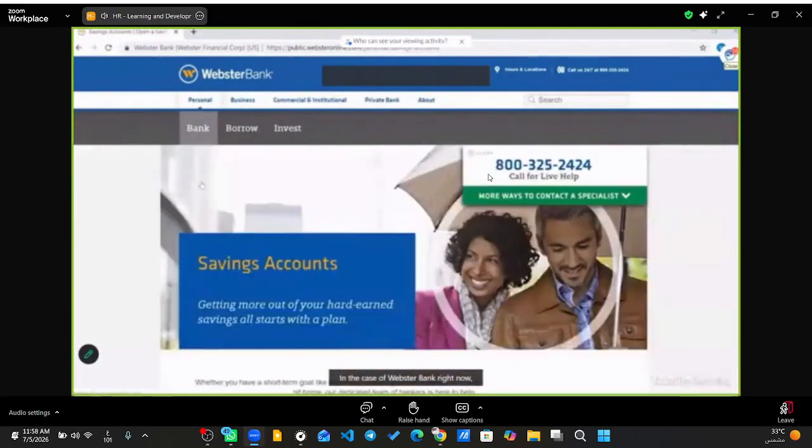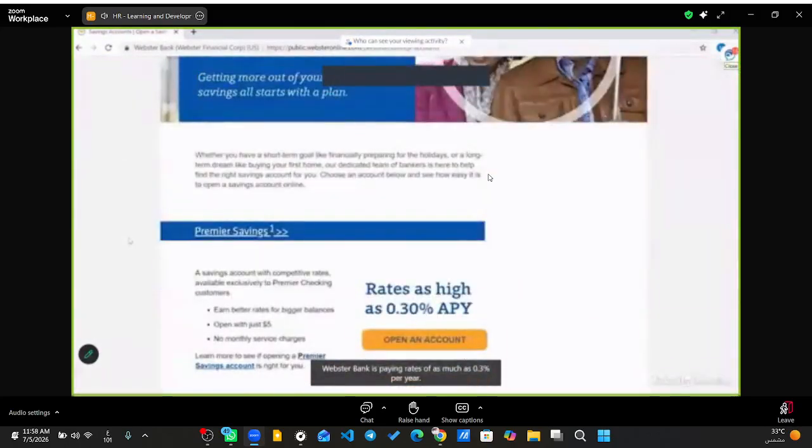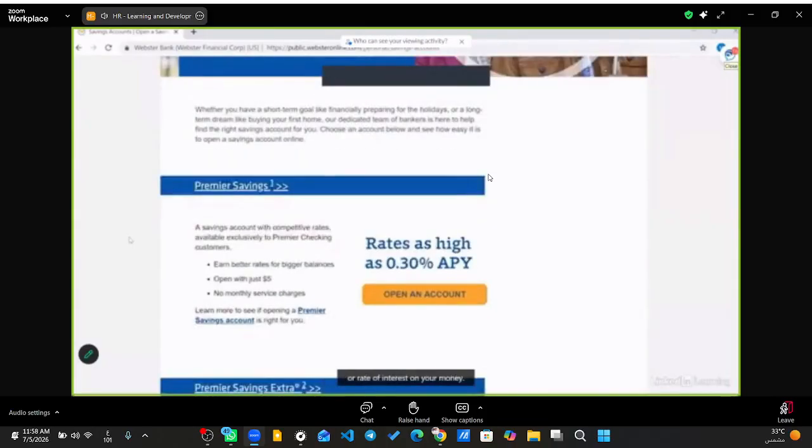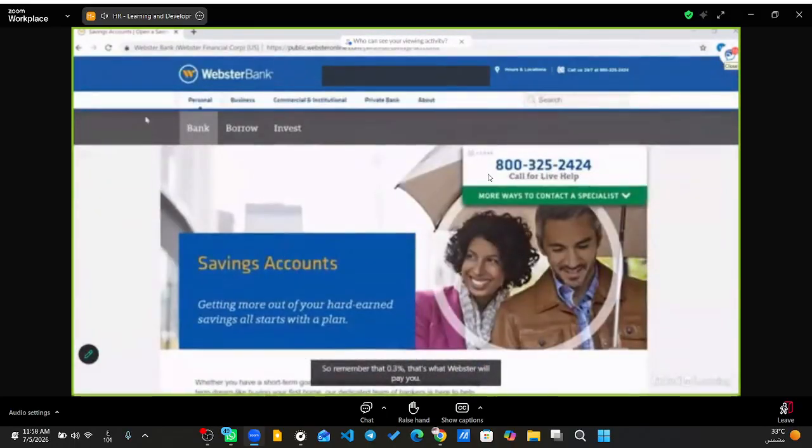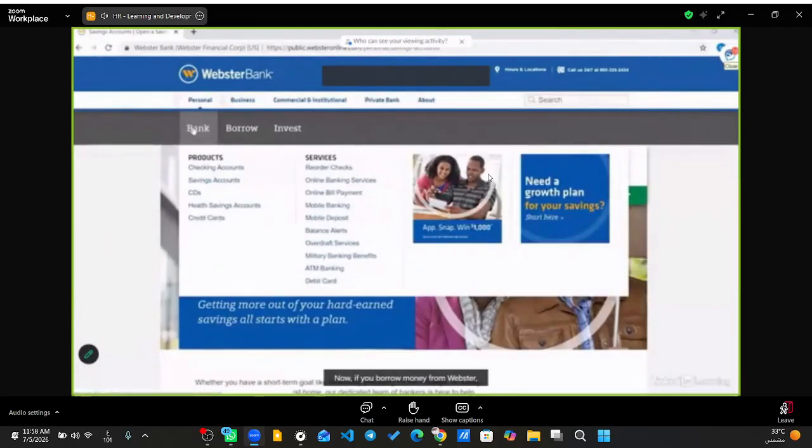In the case of Webster Bank right now, Webster Bank is paying rates of as much as 0.3% per year. That's what the APY means. That's the annual percentage yield, which is essentially just the rate of return or rate of interest on your money. So remember that 0.3%. That's what Webster will pay you. Now, if you borrow money from Webster, how much do you pay?